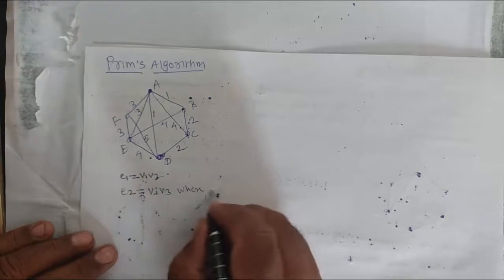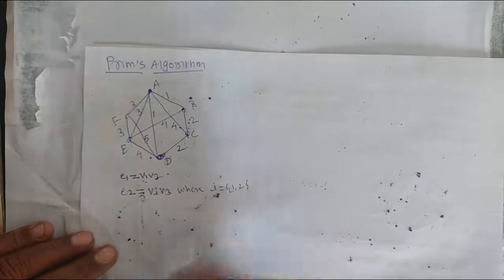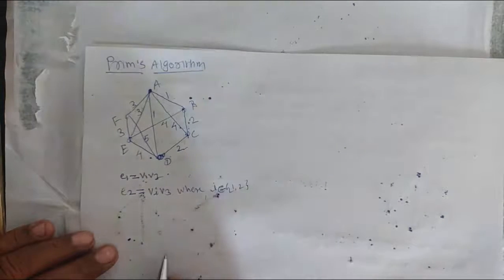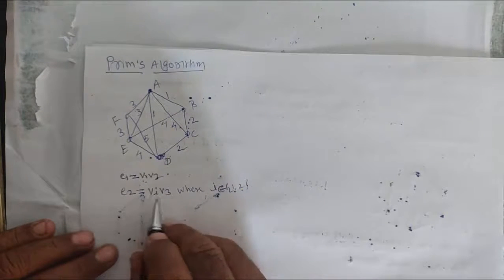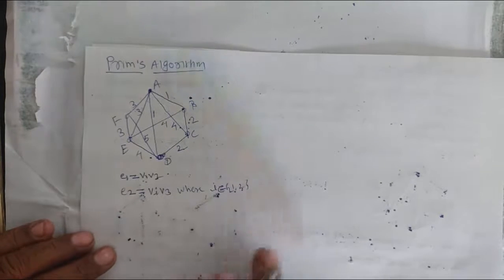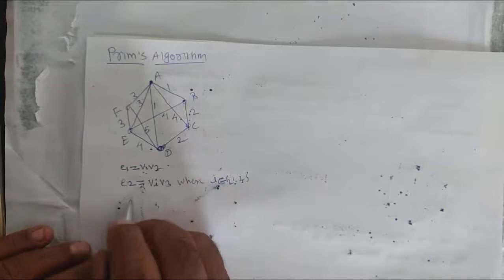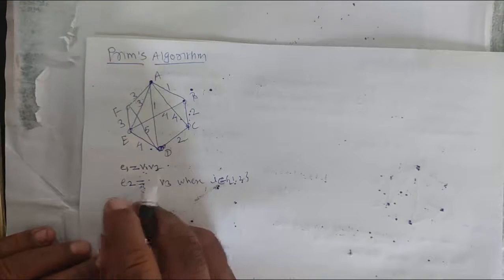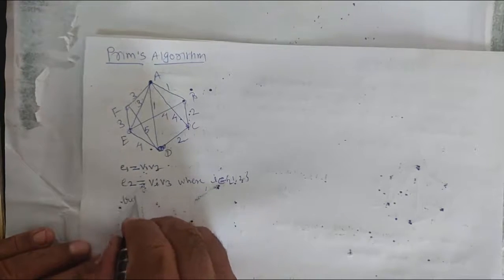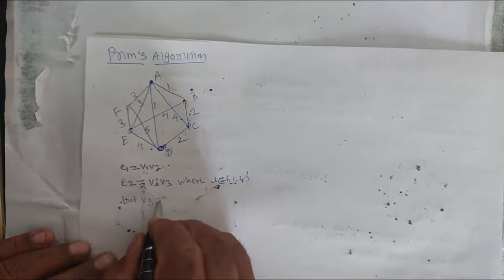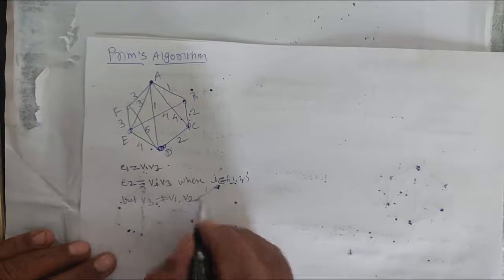So the edge is V_i V3, where i belongs to 1, 2. That means V_i is either V1 or V2, but V3 is not equal to V1 and V2.